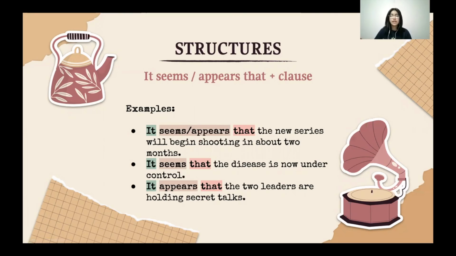The first one is it plus seems or appears plus that and plus the clause. Some examples are: it seems or appears that the new series will begin shooting in about 2 months. Or it seems that the disease is now under control. Or it appears that the two leaders are holding secret talks.